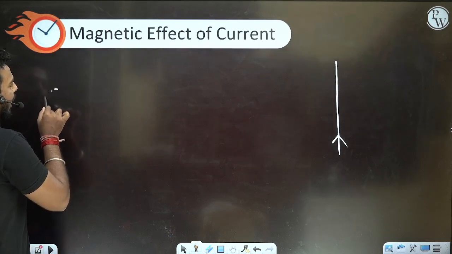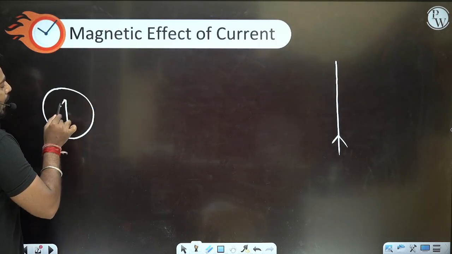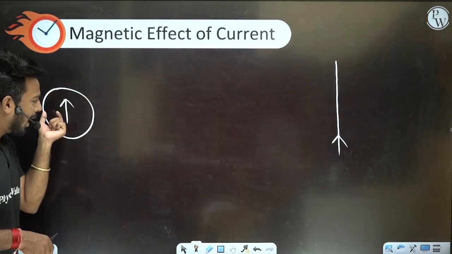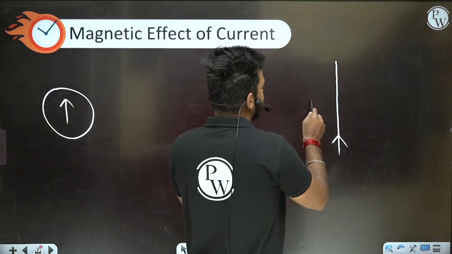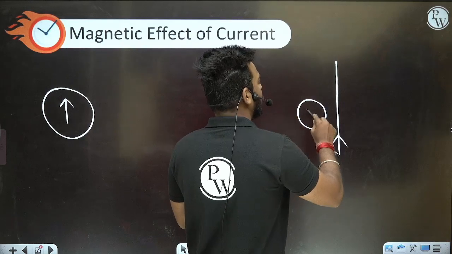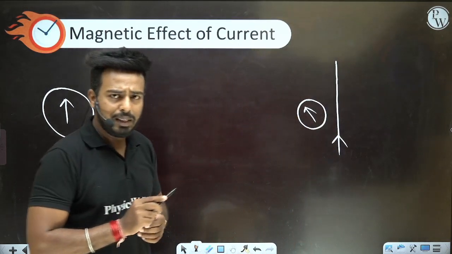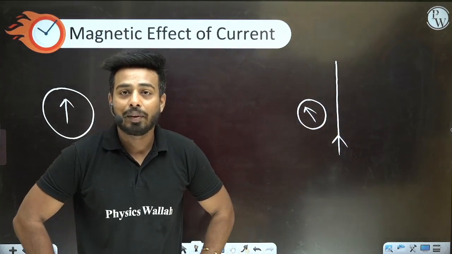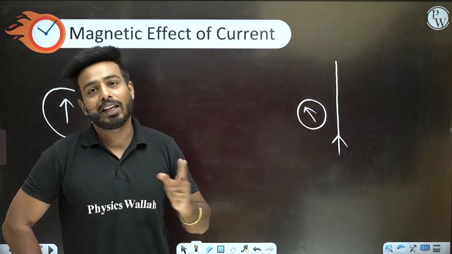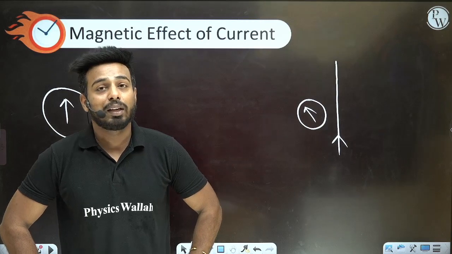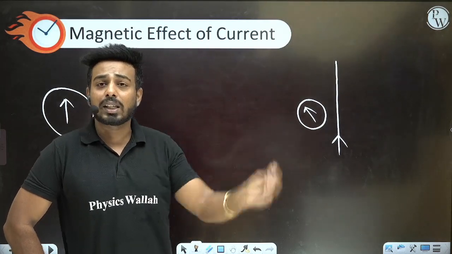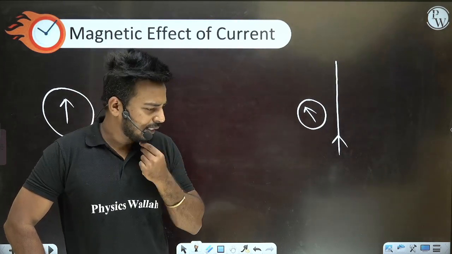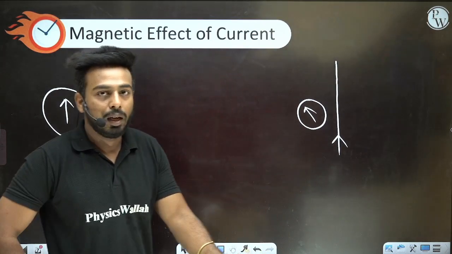He took a compass, and we already know that the compass always points from north to south. And when he brought this compass near the current carrying wire, it showed deflection in some other direction. It means there is a magnetic field set up around this wire, and this effect is called the magnetic effect of current. This was discovered by the famous scientist Hans Christian Oersted, around 1820, though I'm not sure about the exact year.